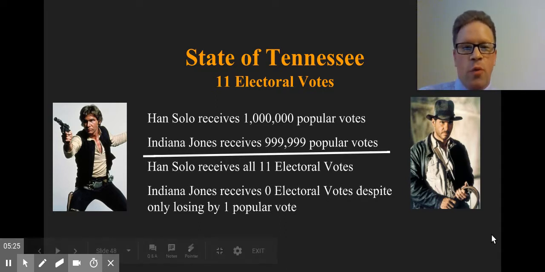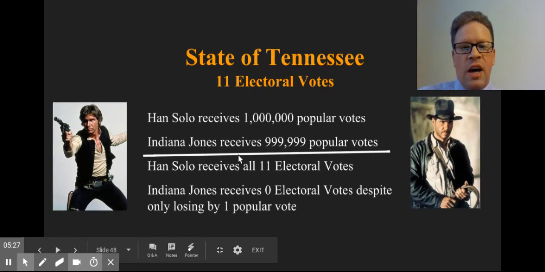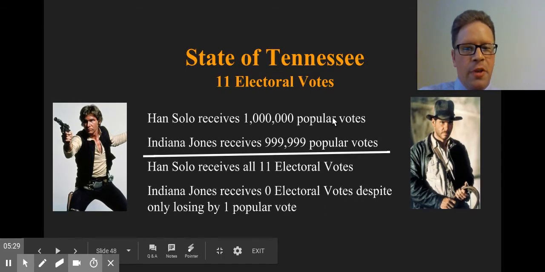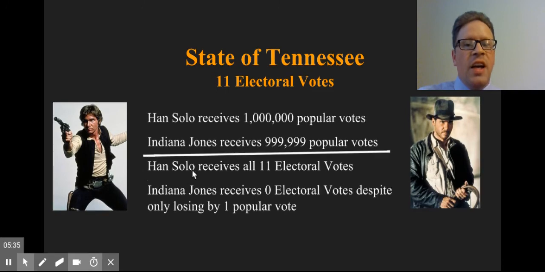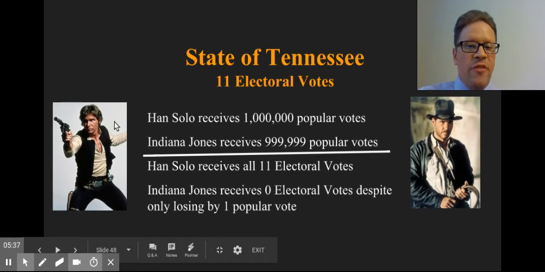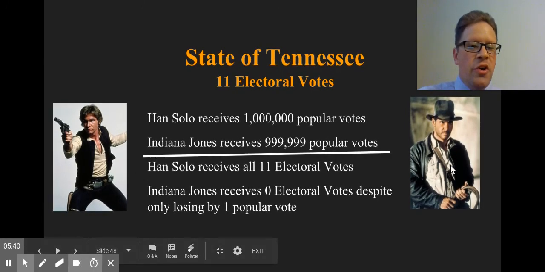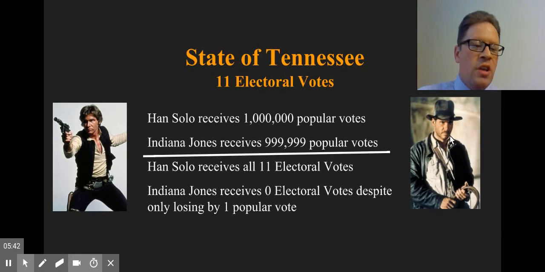So basically how that would work, if it was the great state of Tennessee, Han Solo gets 1 million popular votes. Indiana Jones gets one less vote, 999,999. Yet Han Solo would get all 11 of those electoral votes. And even though Indy only lost by a vote, sorry, you get 0 electors. That's how our system is.